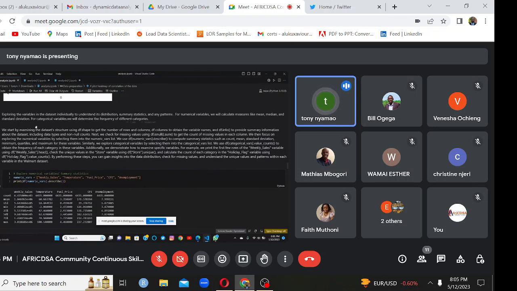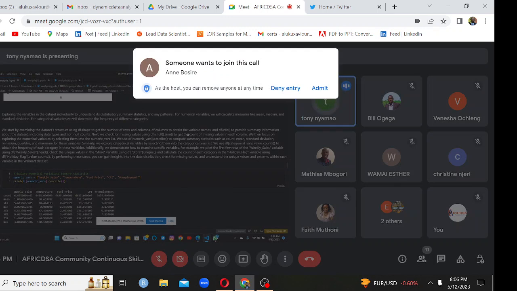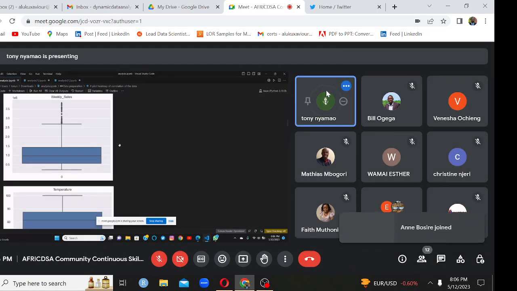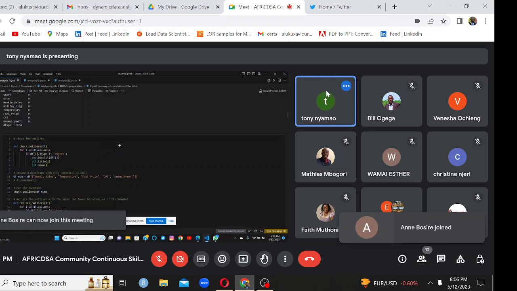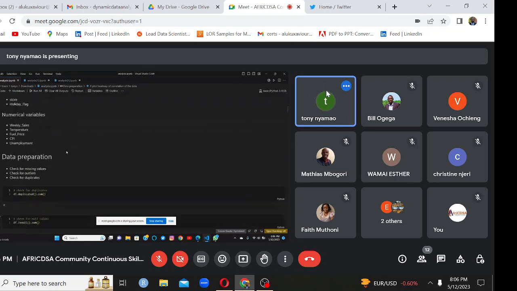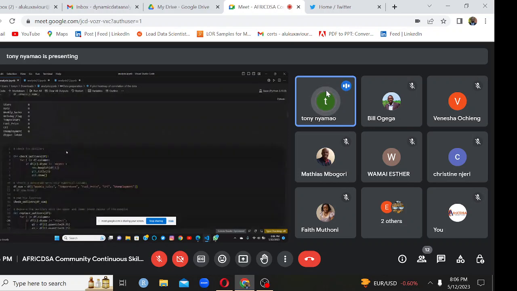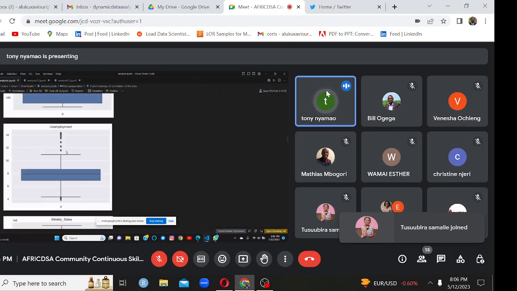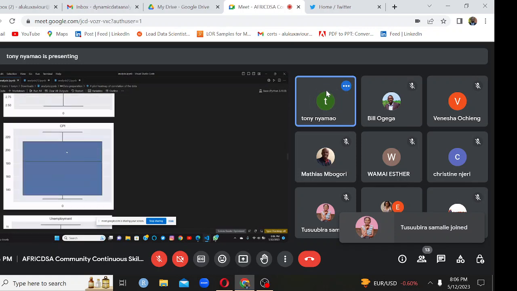We start by examining the dataset structure using df.shape to get the number of rows and columns, and df.columns to obtain the variable names. Joseph did it here, whereby we did the df.isnull to check the sum of null values in the columns of your data set. It's very important to check that, so that you can't be working with data that is incomplete. You're supposed to clean it first.